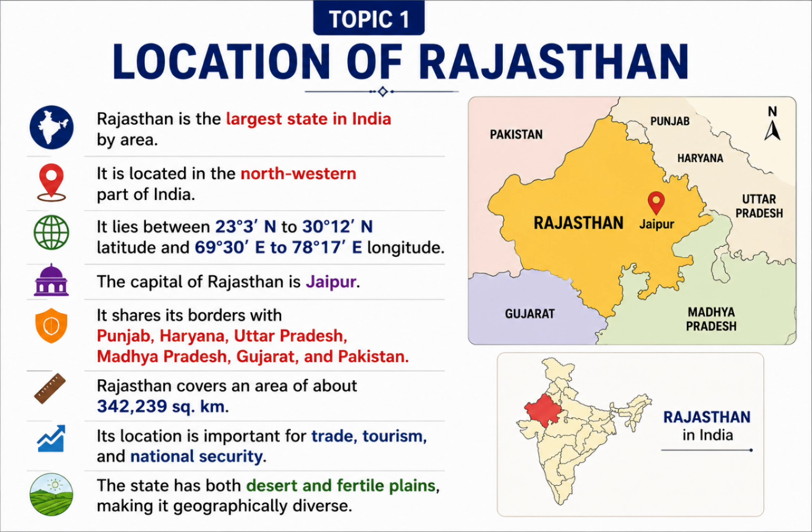Covering an area of about 342,239 square kilometers, Rajasthan is important for trade, tourism, and national security. It also has both the Thar Desert and fertile plains, making it geographically diverse.